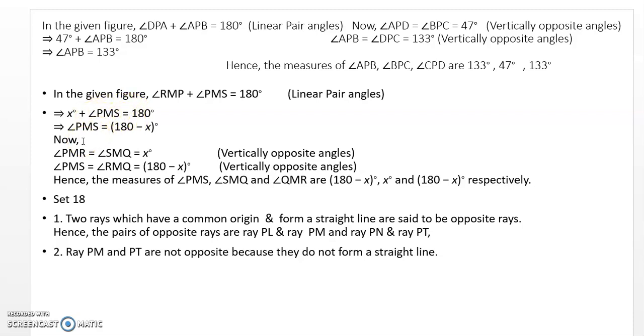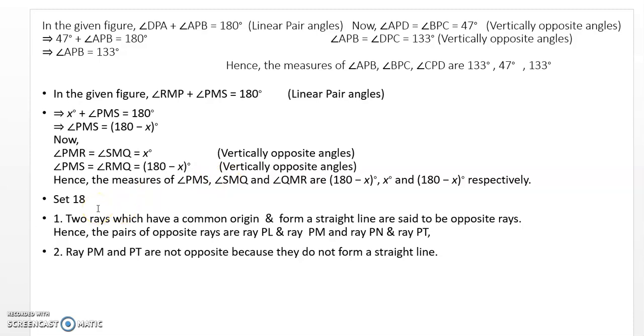Afterwards we have to use the concept of vertically opposite angles. PMR and SMQ are vertically opposite angles, so the measure will be the same. Next, PMS and RMQ are vertically opposite angles, so that is 180 minus x. At the end I have written the answer.